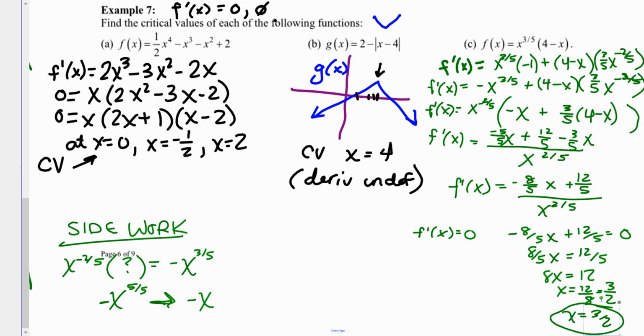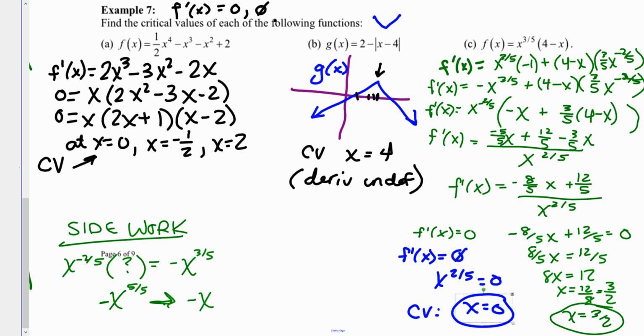Then we need to look at where our derivative is going to be undefined. Where's our derivative undefined? Well, that's where the denominator would be 0, and that's going to be at x equals 0. So we have these two critical values right here.